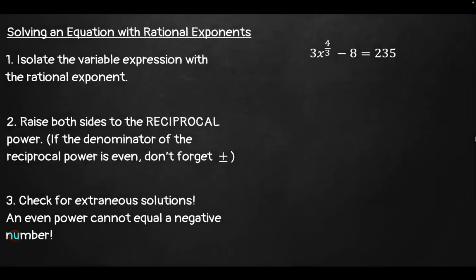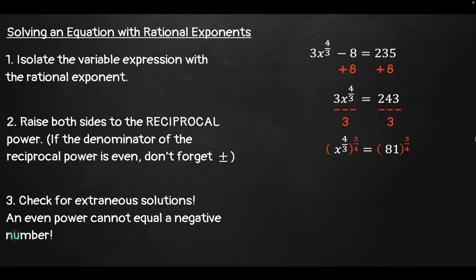Okay, now we're going to go ahead and solve equations with rational exponents. So the same thing, we're going to just isolate now that expression that has the rational exponent. So I'm going to add 8 to both sides, divide both sides by 3. So the exponent is 4/3, so the reciprocal of that is 3/4.